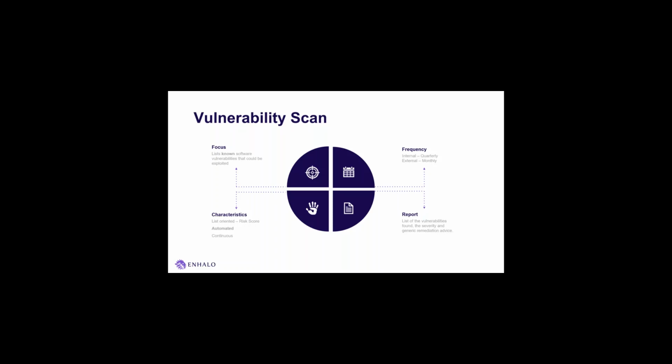The report, which is usually produced on the back of a vulnerability scan engagement, is in a list-oriented format, usually starting with the most critical vulnerabilities and working its way down to high, medium, and low risk vulnerabilities that were found. And it will provide generic remediation advice. Sometimes these remediations are as simple as applying a patch or updating a piece of software, and sometimes a more complex workaround may need to be implemented.